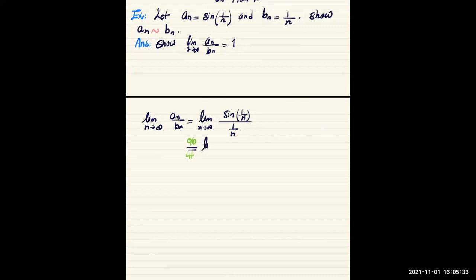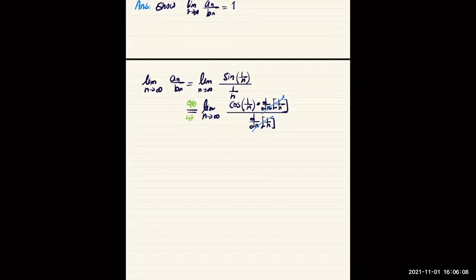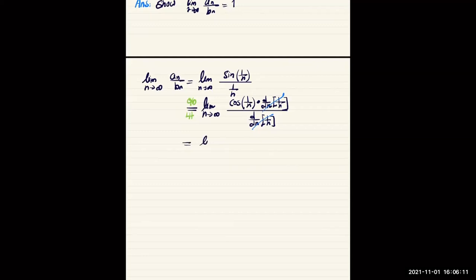All right, take the derivative with respect to n of the top. The derivative of sine is cosine, so cosine of 1 over n times the derivative of 1 over n. And on the bottom, we're taking the derivative of 1 over n. Again, this should be a flashback. I've done this problem before. The derivative of 1 over n is common on top and bottom. That cancels out, and you end up with the limit of cosine of 1 over n.